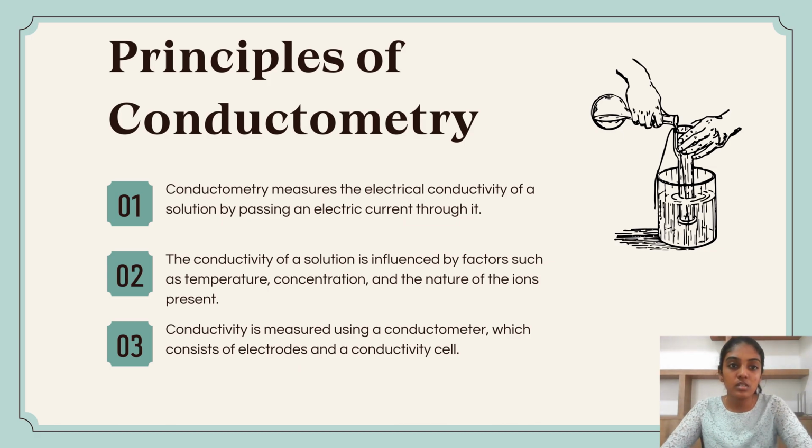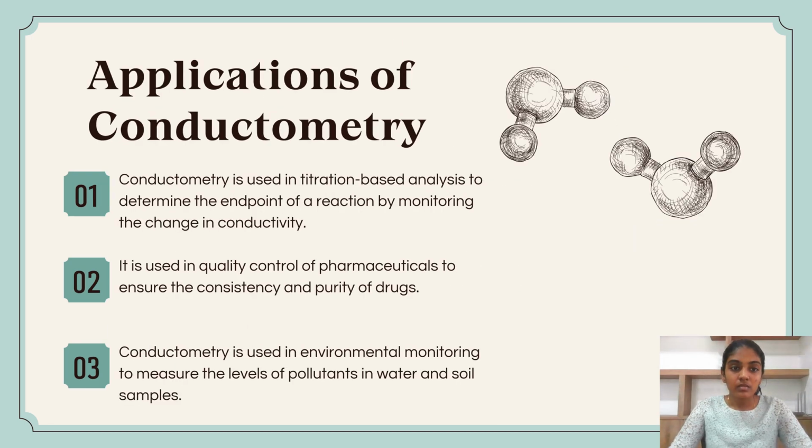So let's discuss a little bit about the principles of conductometry. Conductometry measures the electrical conductivity of a solution by passing electric current through it. Conductivity of a solution can be influenced by a lot of factors such as temperature, concentration of the ions present, and also the condition of the electrodes used for this process. Conductivity is measured using a conductometer, which consists of electrodes and the conductivity cell.